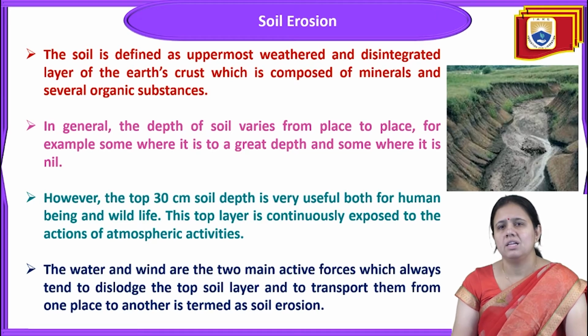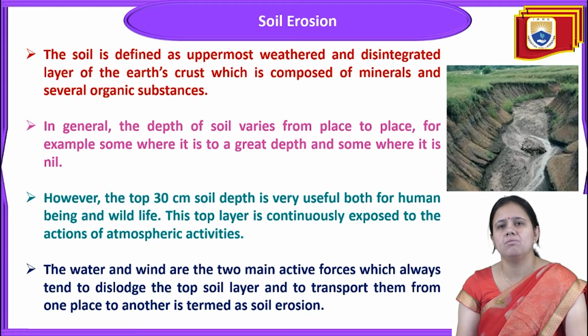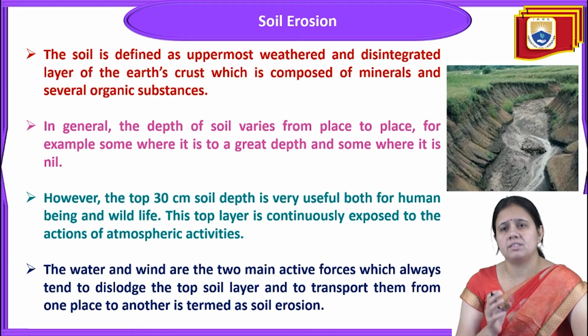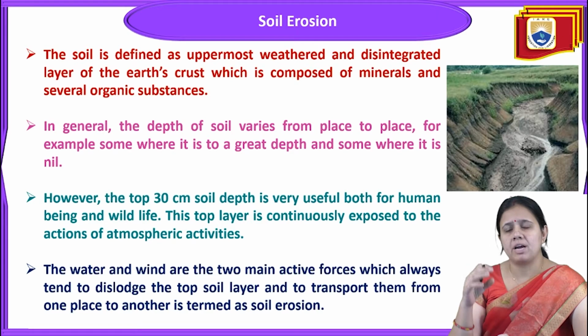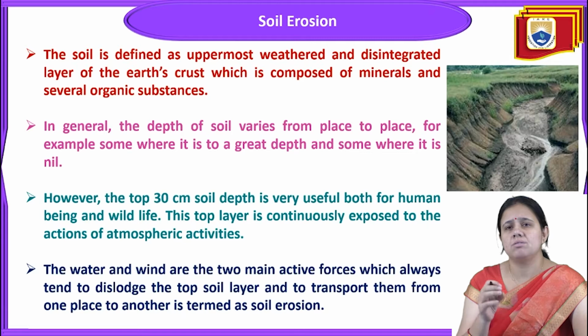In general, the depth of soil varies from place to place. For example, at one place it is of great depth and somewhere it is nil. The depth of soil varies from place to place because of factors like hilly areas. In a hilly region it is something different, like in a desert region or in a plain region it is something different.